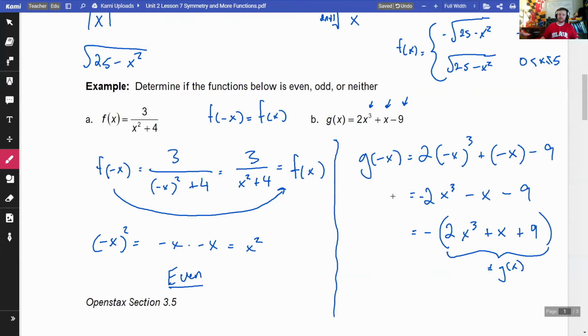I'm feeling like this is neither. But how can we make sure? Because what if I made a mistake? What if we just plugged in a number? Oh, like a counterexample. Yes, a counterexample. That's a really powerful way to disprove things in mathematics. Just find one example where it doesn't work and then you're done.